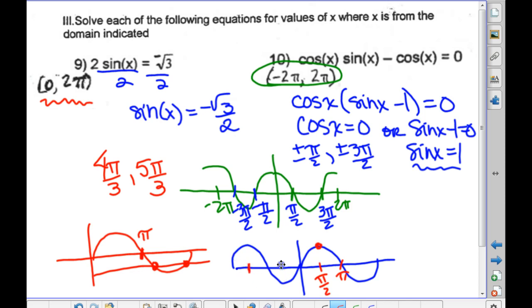Nope. Negative pi over 2 would be down here at negative 1. Negative 3 pi over 2, right. Brennan would be this other one. So this really only has solutions at pi over 2 and negative 3 pi over 2. But is that already covered here? So these are the 4 solutions that we would need.